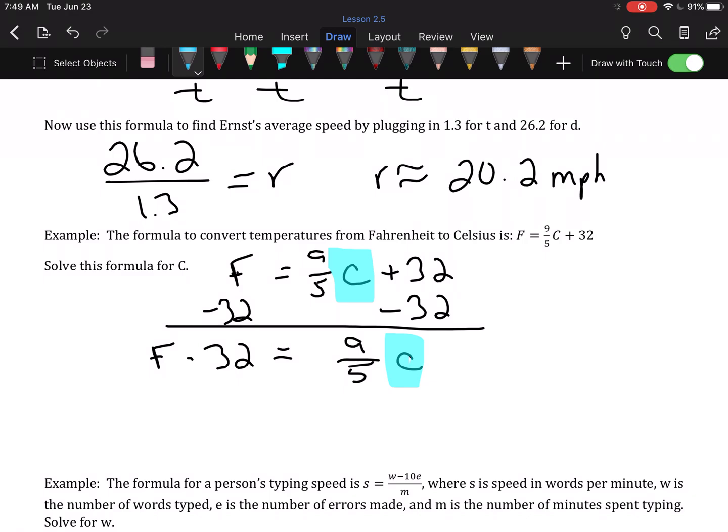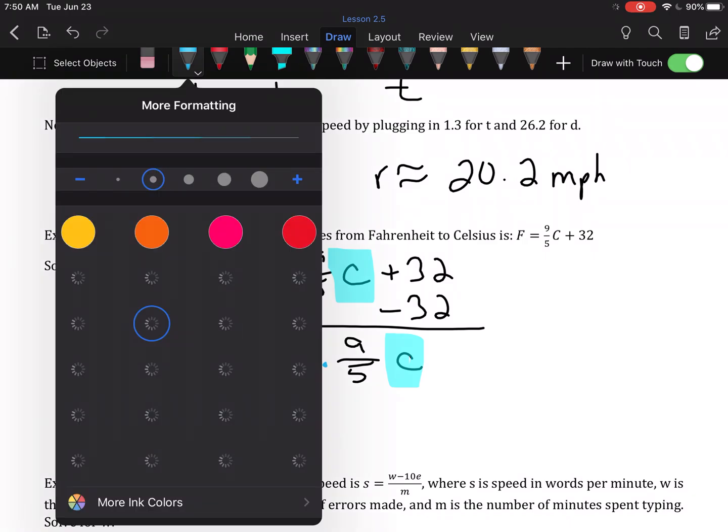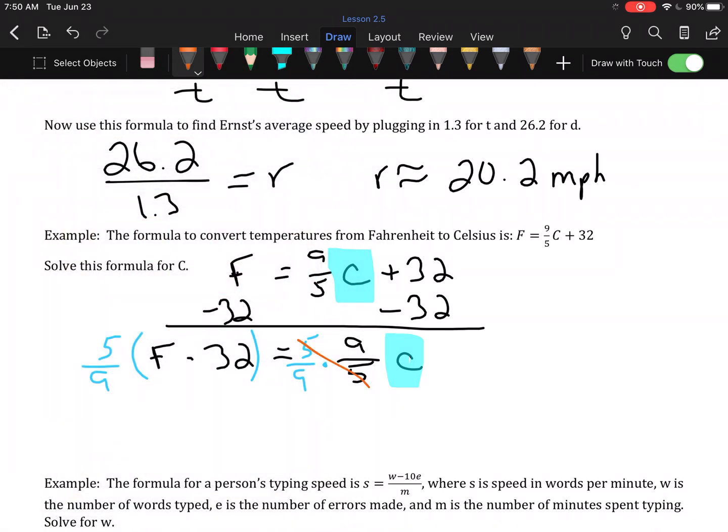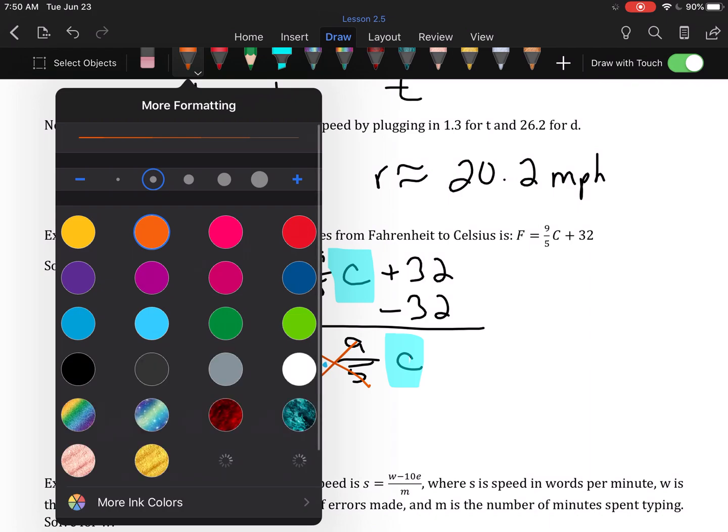So now we have this C being multiplied by 9/5. Okay. How do you undo multiplication? Normally, division. But we'd be dividing by a fraction, which we cannot do. So instead of trying to divide by the fraction 9/5, we will multiply by its reciprocal. We will multiply by 5/9. And that means we're going to multiply the entire left-hand side by 5/9. Remember, the idea of doing that is that the 5s and the 9s would cancel, which is exactly what we need.